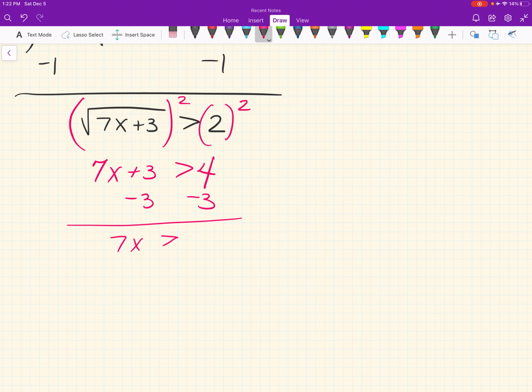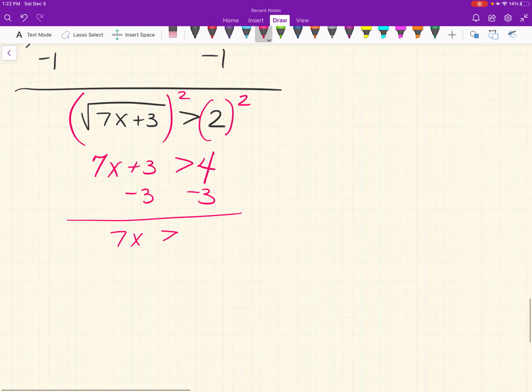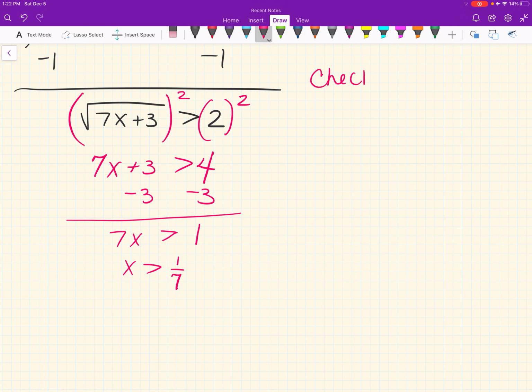Oh, this one turns out yucky. Ugh, I don't like this problem at all. All right, well, let's see what happens. So we get x is greater than 1/7. Right? Okay, let's see if that's true. Let's check it before we finish it.